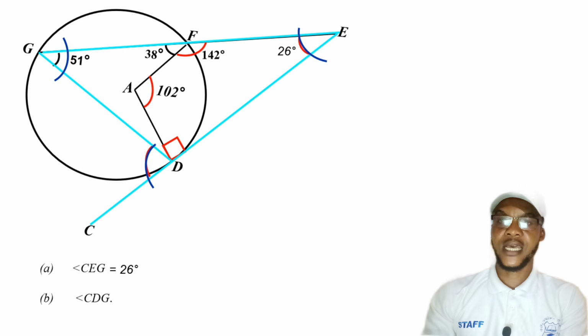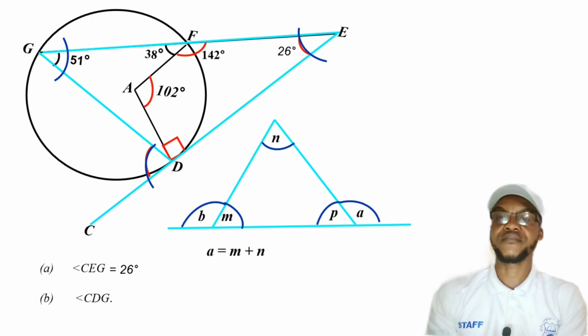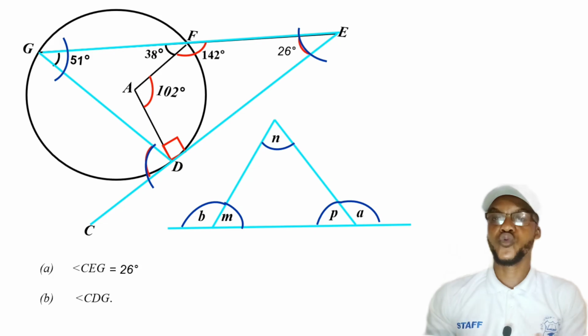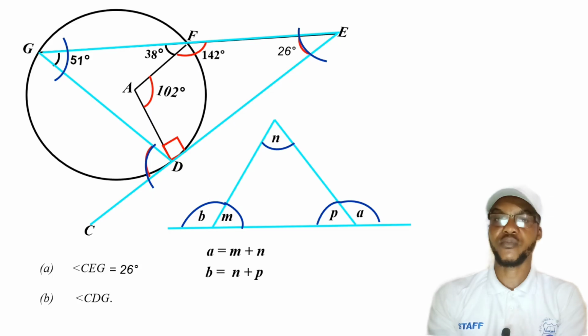If you have forgotten, let me send your mind back. If you have this triangle with these various dimensions, and you want to get the exterior angle, the exterior angles are A and B. If I want to get A, I sum the two opposite interior angles, N and M. They are opposite to A. So N plus M gives me A. In the same way, if I want to get B, the exterior angle, the two interior angles opposite to B are N and P. If I add N and P, I must get B. That is what this property is saying.